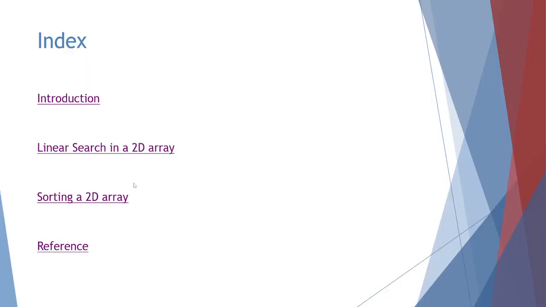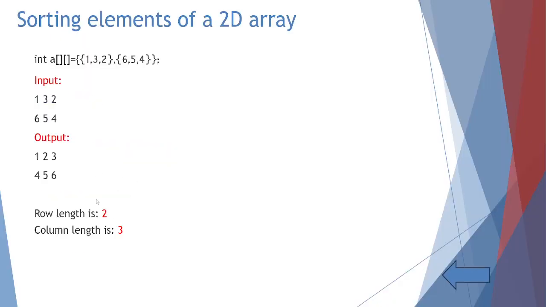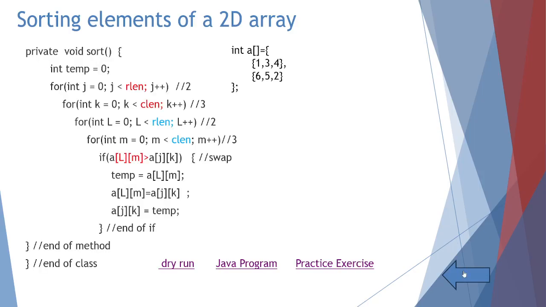Now let us see sorting a 2-dimensional array. Let's assume array is 1, 3, 2, 6, 5, 4. Input is 1, 3, 2, 6, 5, 4. Output should be 1, 2, 3, 4, 5, 6. In this case, row length is 2. 2 rows are there, and in each row, 3 columns are there. We'll see only the sort method.